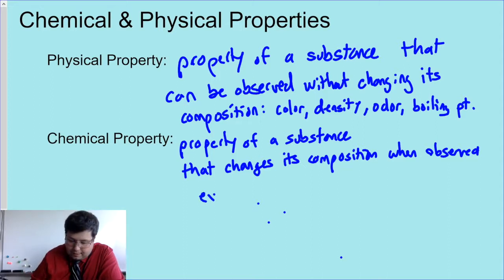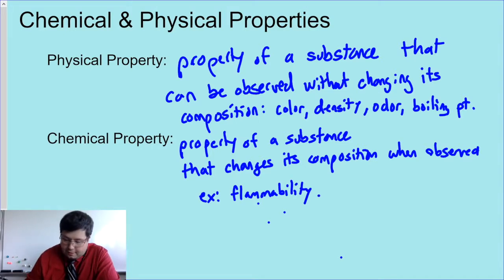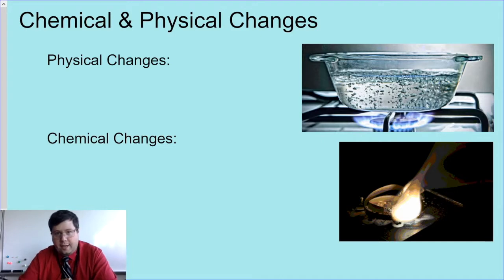For example, flammability is a chemical property of a substance. Not every substance is flammable, at least under most conditions, but some substances are, such as paper, wood, things like that. And so that's a chemical property that's shared by wood and paper. Similarly, reaction with acid would be a chemical property of some substances. Not every substance is going to react with certain acids, but some will, and so we would classify that as a chemical property.